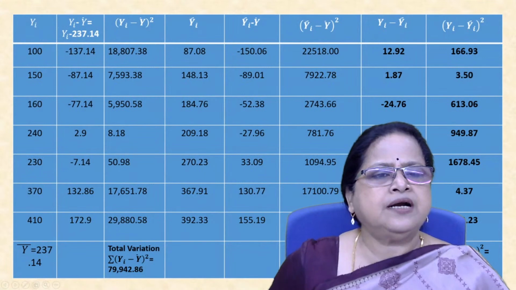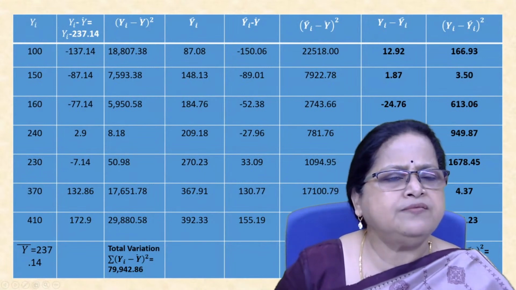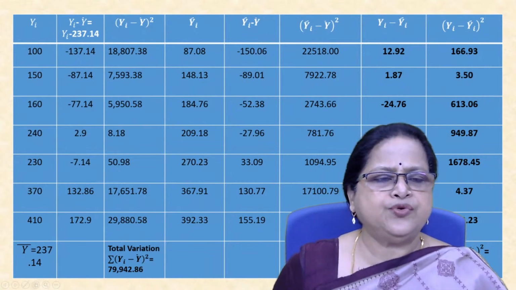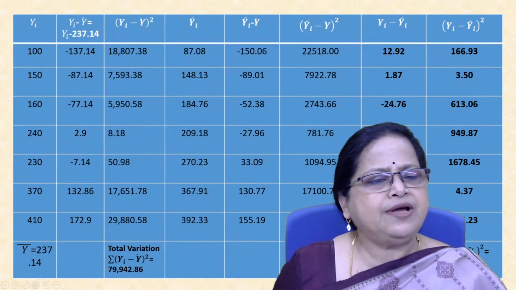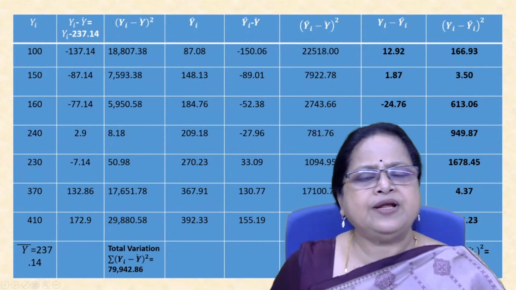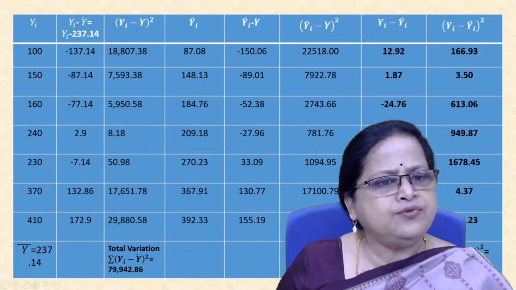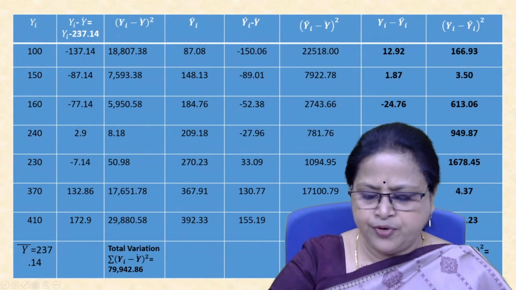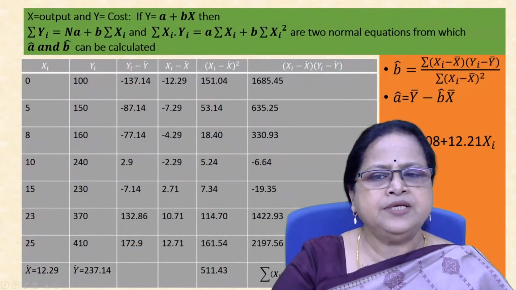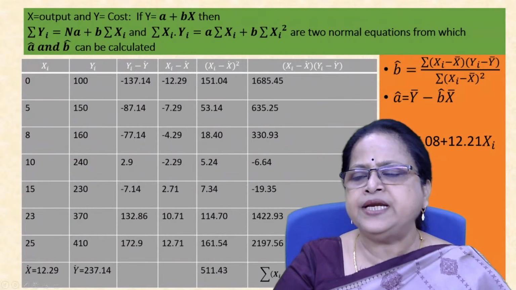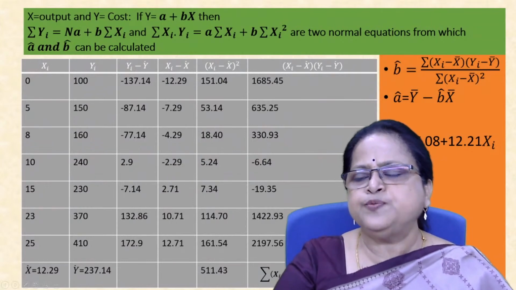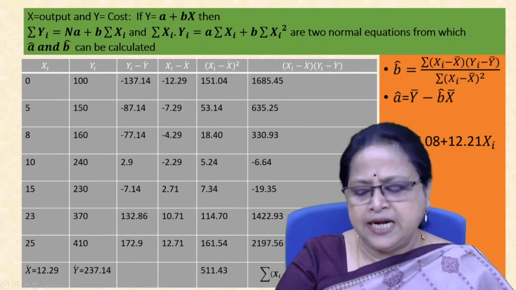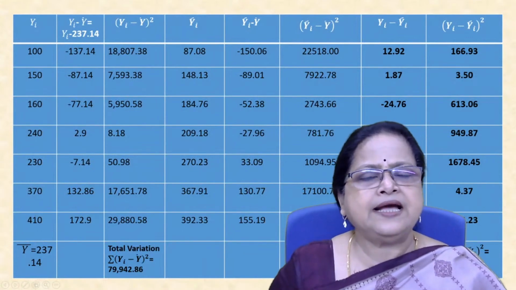the third column. Second column is yi minus y bar. The fourth column is the y hat, which is 87.08. That is the estimated value. Actual value is 150, estimated value is 148.13. Actual value of y is 160, and the estimated value is 184.76. It has come from this equation, 87.08 plus 12.21 times x, and just put the value of x equal to 0, x equal to 5, x equal to 8, and so on, and you will get the yi hat value, and that I have done here.